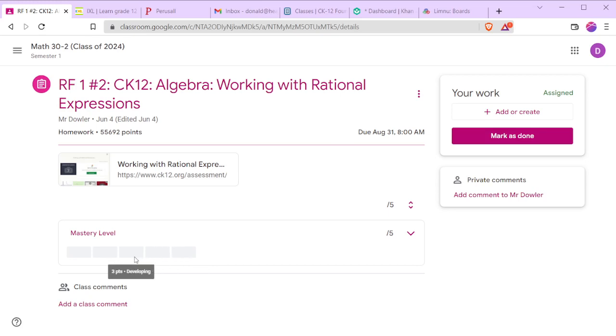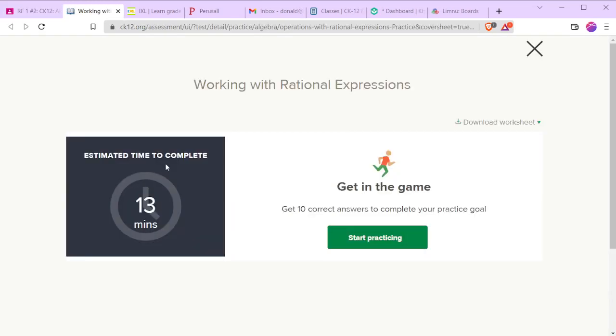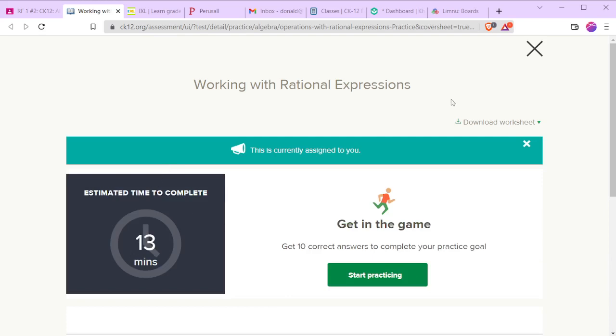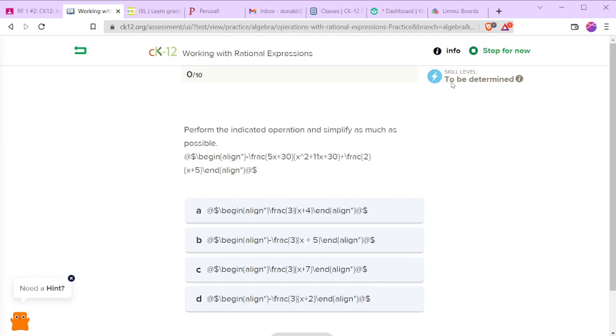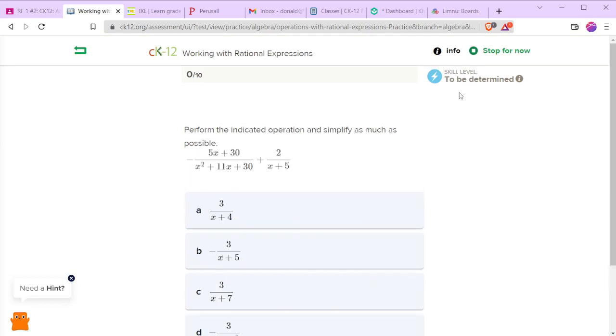Notice that the rubric is based on the mastery level, not on your percent score. CK12 will just say do 8 questions or 10 questions. So in this case it would be 10 questions correct. If you get 10 correct, CK12 will tell you that you have 100%. I'm scoring by the mastery level that we'll see in the corner. That's our skill level up here.